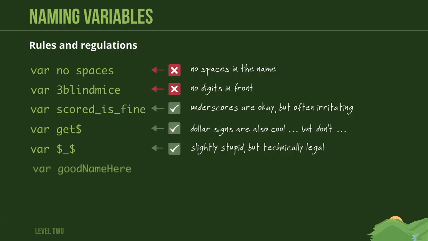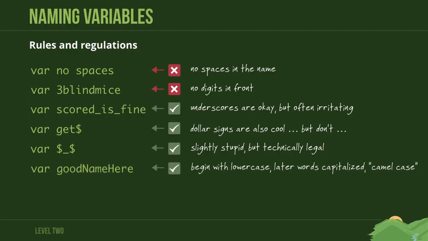Now here's a great variable name. Notice that the beginning is a lowercase letter, and every subsequent word is capitalized. You may have heard this referred to as camel case. And then this final variable name uses a digit at the very end. Fatality.